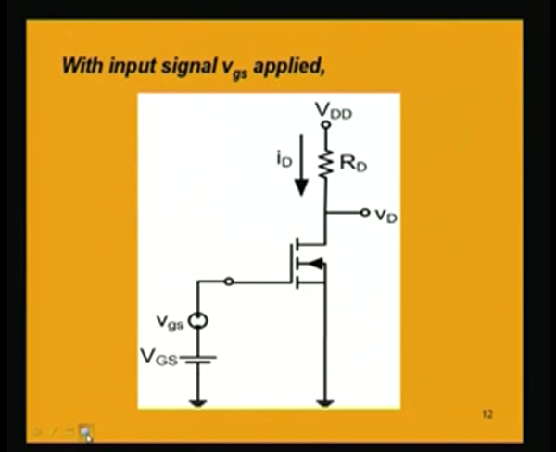Now, without the signal we have discussed the DC conditions we have got. Now, if this signal is applied, what will happen is that we will have a current at the drain, which is denoted by small i capital D, because small i capital D means it is DC plus AC.